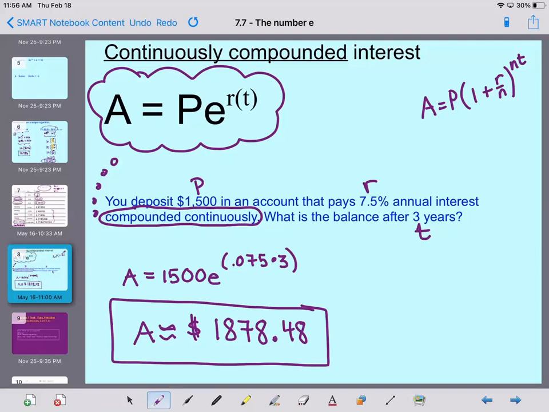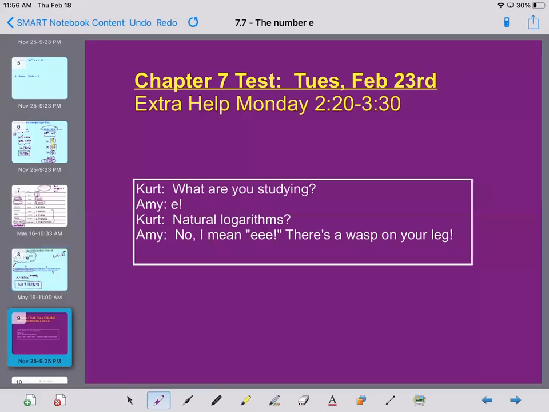2 things before you leave. Your chapter 7 test is Tuesday. I will be here after school on Monday for extra help.